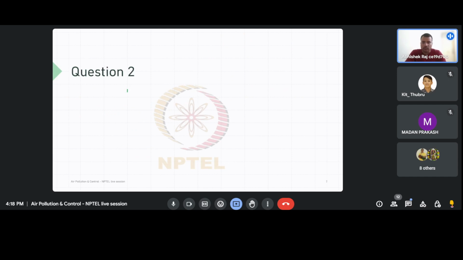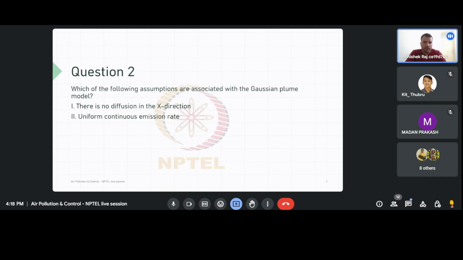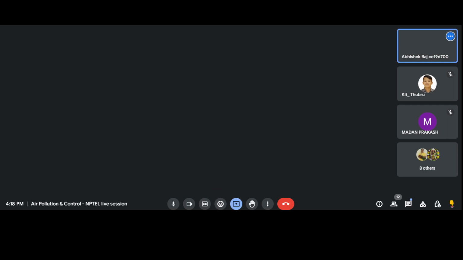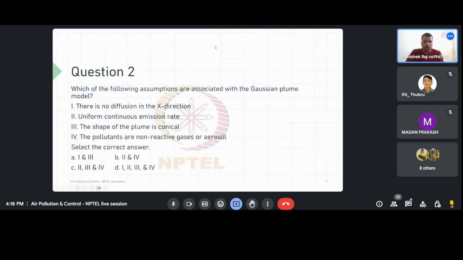Moving to the next question, question 2. Which of the following assumptions are associated with the Gaussian plume model? 1: there is no diffusion in the longitudinal direction x; 2: uniform continuous emission rate; 3: the shape of the plume is conical; 4: the pollutants are non-reactive gases or aerosol. You have to choose the correct option. Option A is 1 and 3, B is 2 and 4, C is 2, 3 and 4, and option D is all of them. So we'll drop the poll.